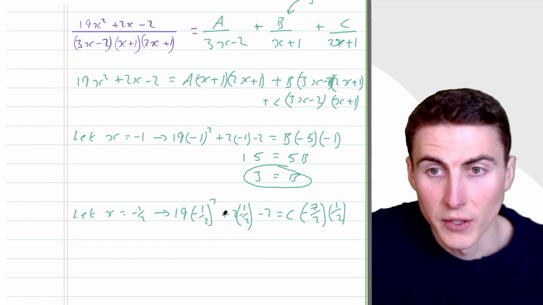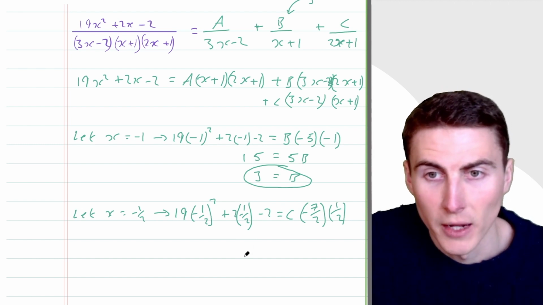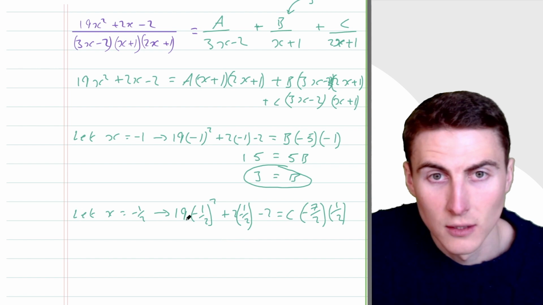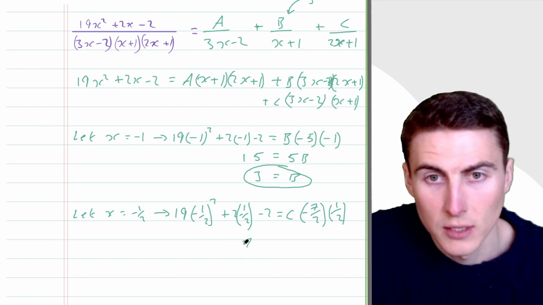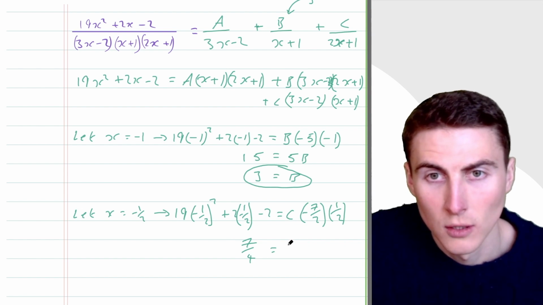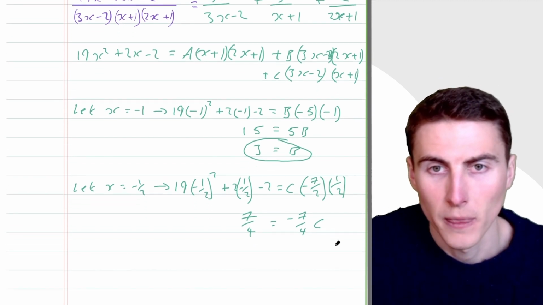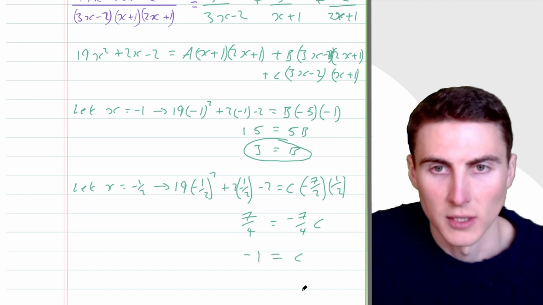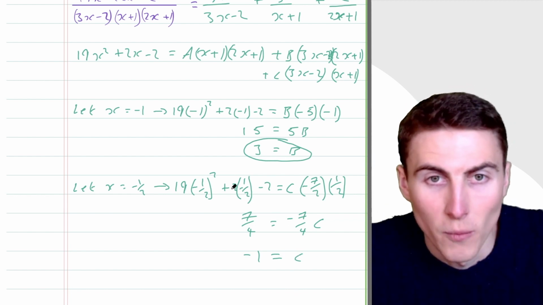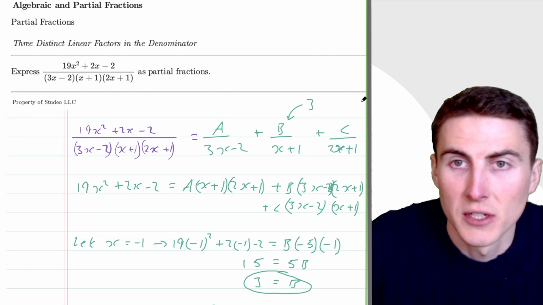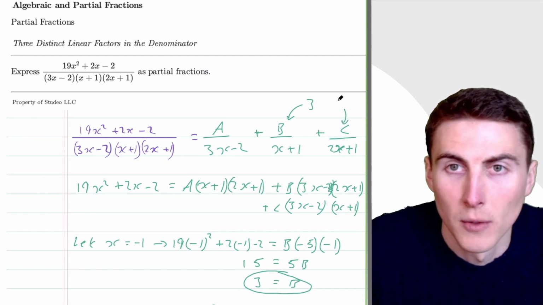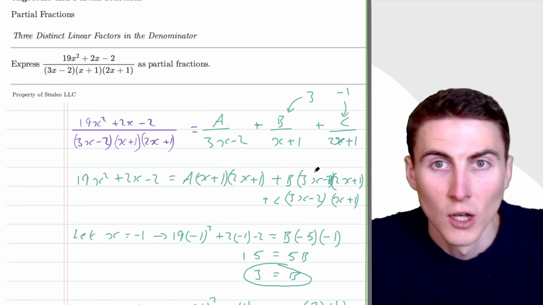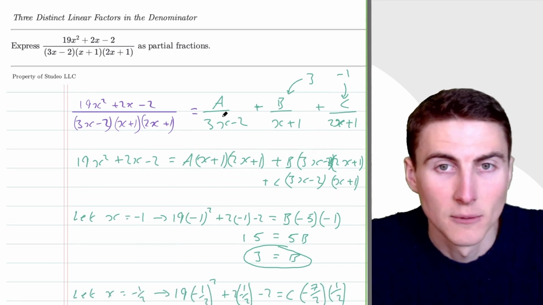So then we plug all of this into a calculator, and what we end up with is here we'd have 7 over 4 equals minus 7 over 4c. And so that tells us that minus 1 must be c. Yeah, so from that we found c as well. And we know that c, just here, must be minus 1. So we found b and c. Now we just need to find a.